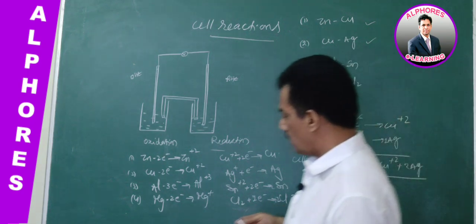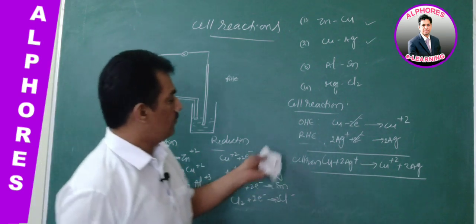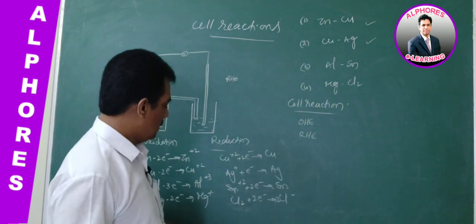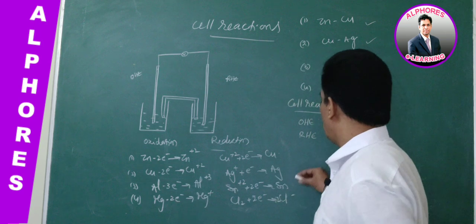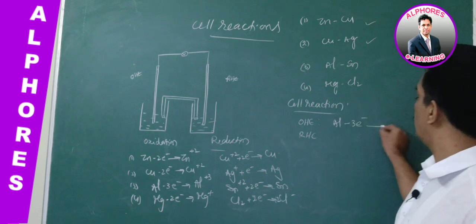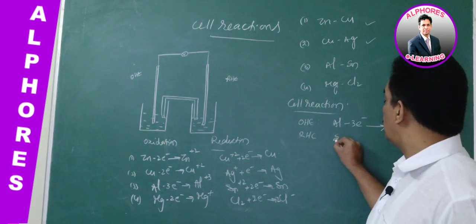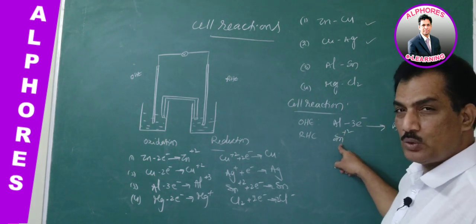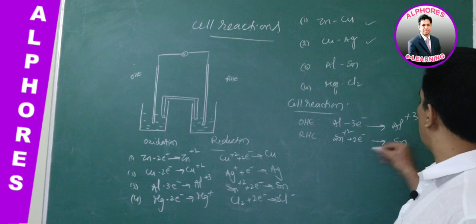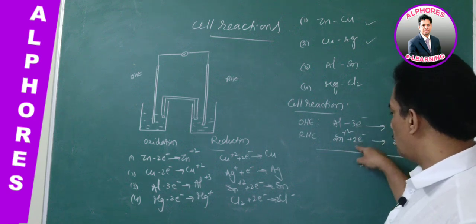And now I think you can solve the third. Wait, again let me write this. The aluminium electrode is behaving as the oxidation half electrode, and the tin electrode is behaving as the reduction half electrode. Here, the oxidation half electrode Al, by releasing 3 electrons, is oxidized to Al plus 3, and stannous Sn plus 2, by getting 2 electrons, is reduced to tin. Clear?